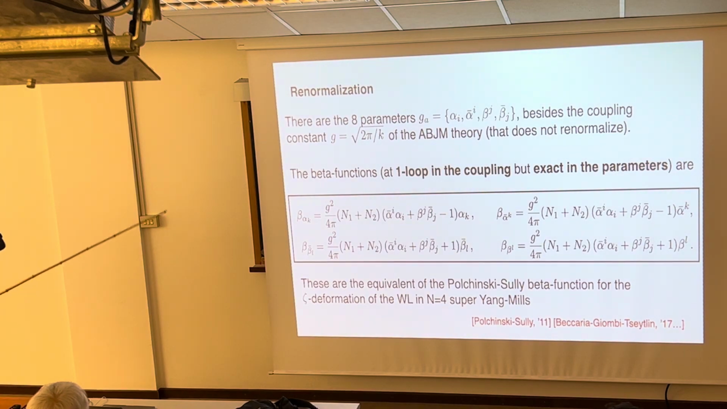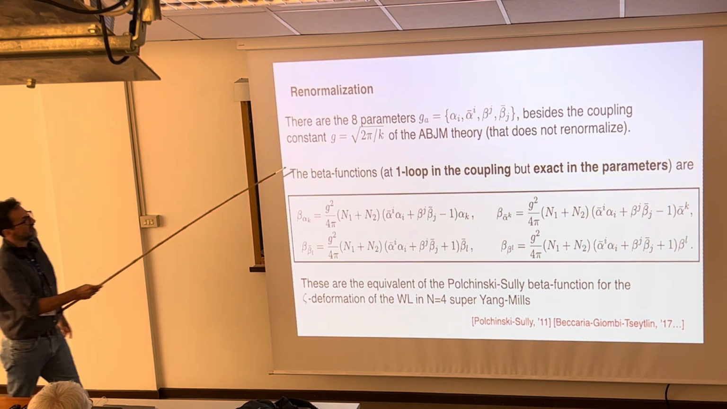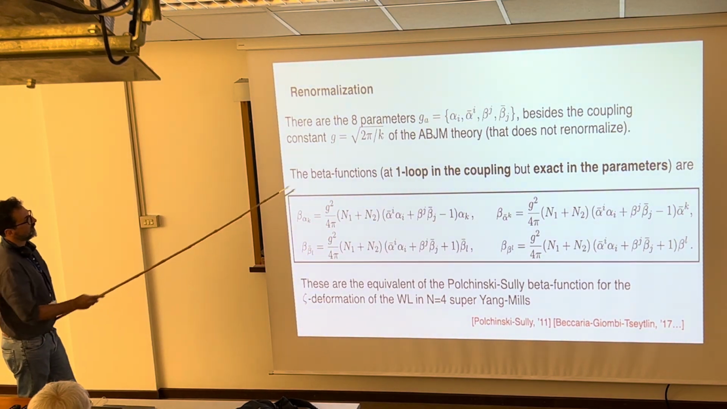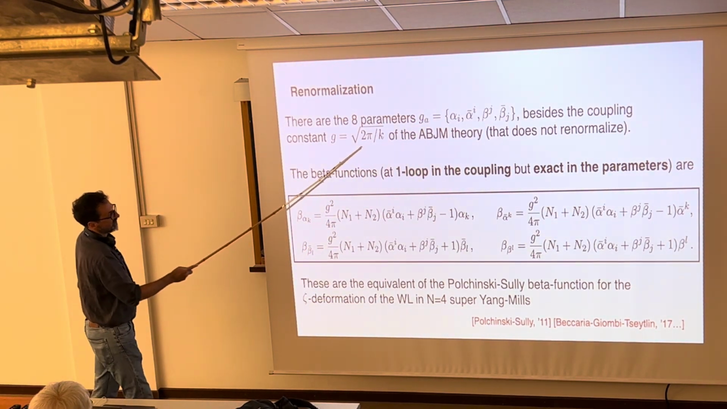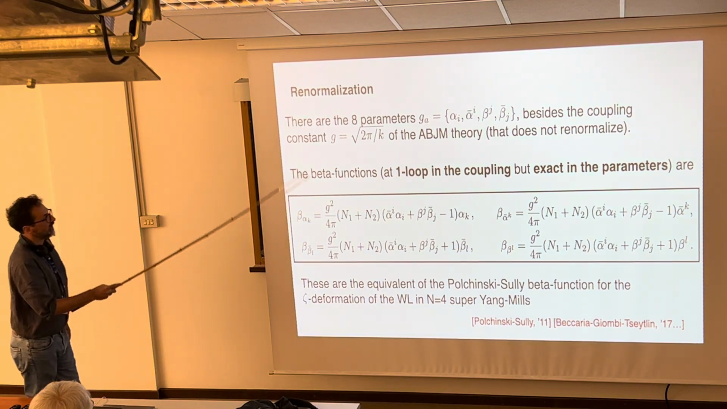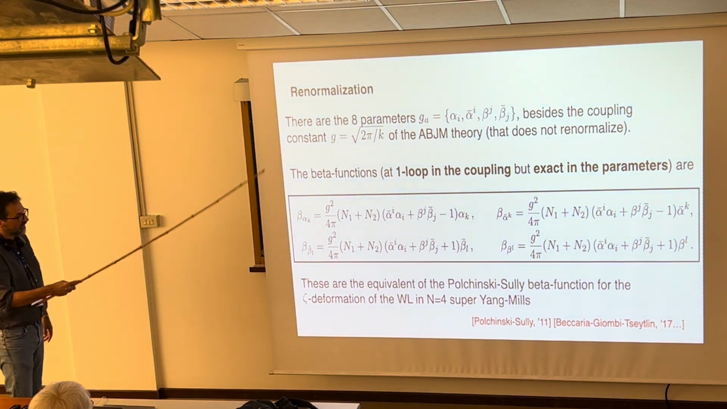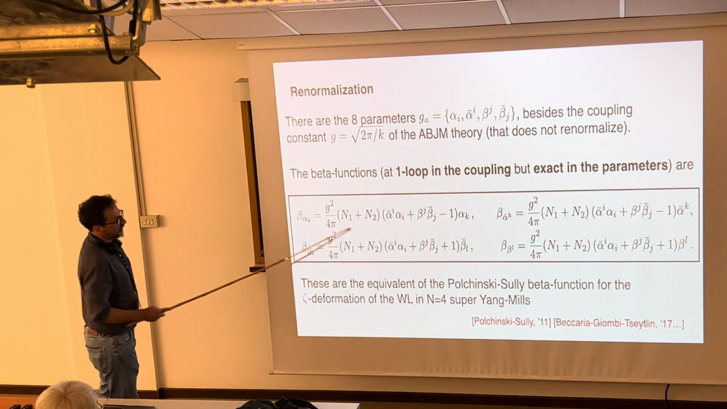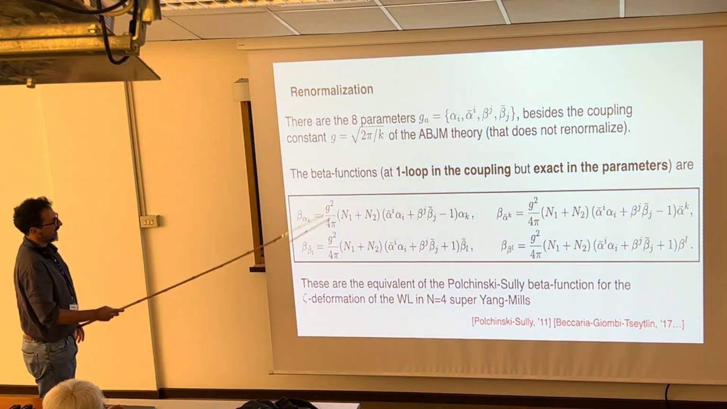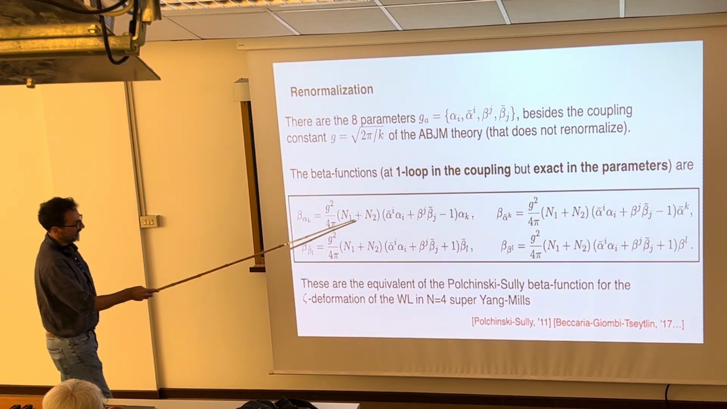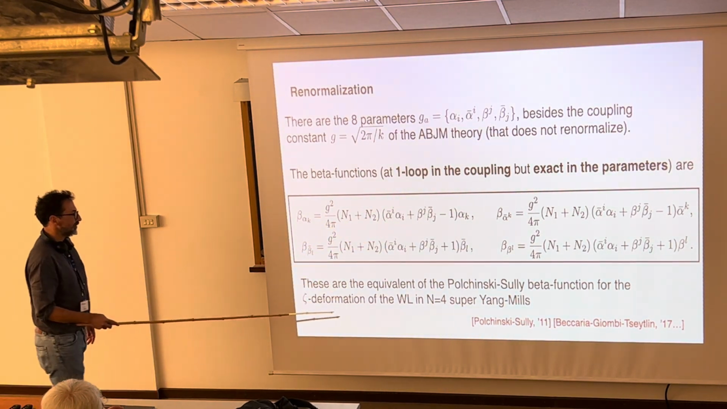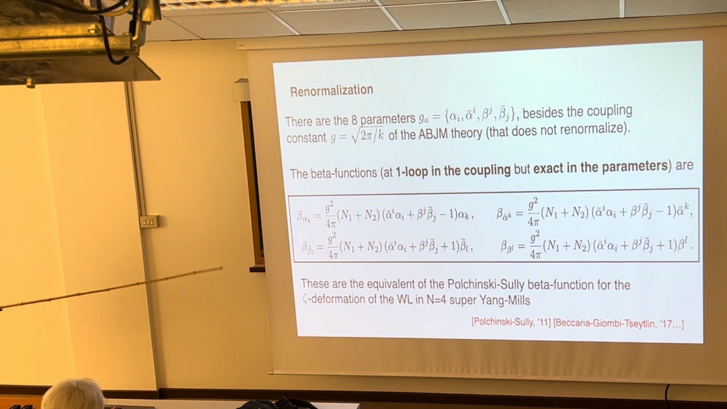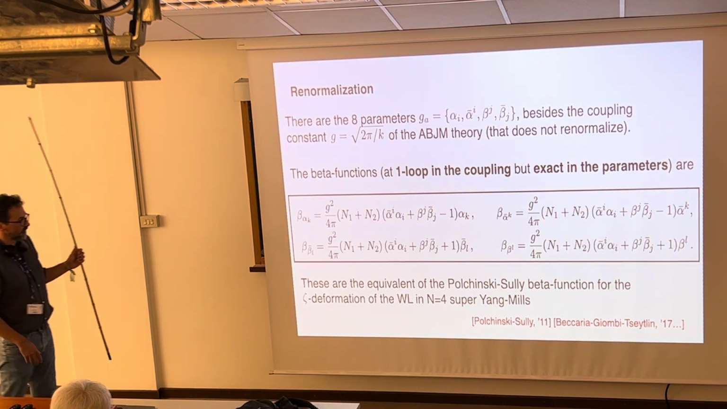Okay, so you do renormalization. For example, you remember we had these 8 complex parameters, alpha and beta. Then you have a coupling constant of the ABJM theory that does not renormalize. So you have an 8-dimensional space of possible RG flows, and you compute these beta functions. This is at leading order in the coupling, but exactly in the parameters. And this would be the equivalent of the Polchinski-Sully beta function of the zeta deformation of a Wilson loop in N=4 super Yang-Mills.